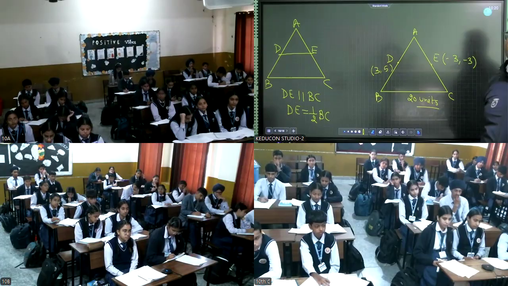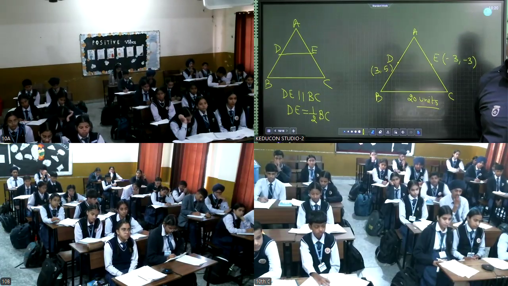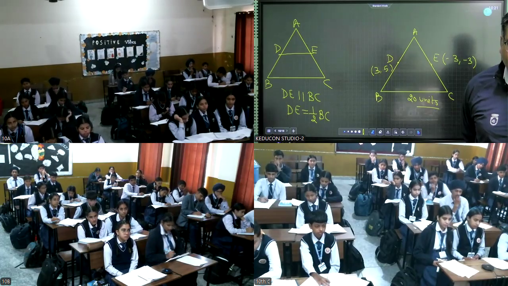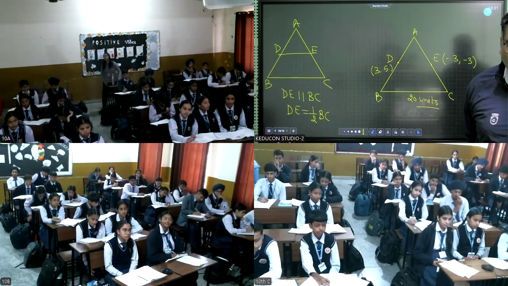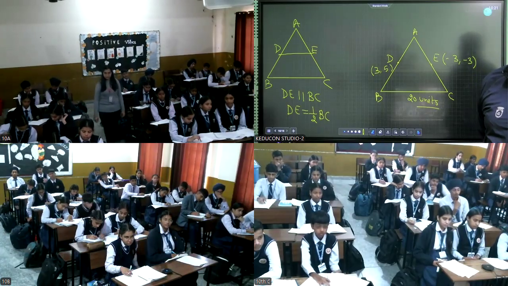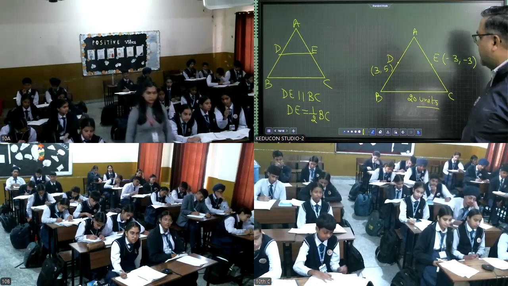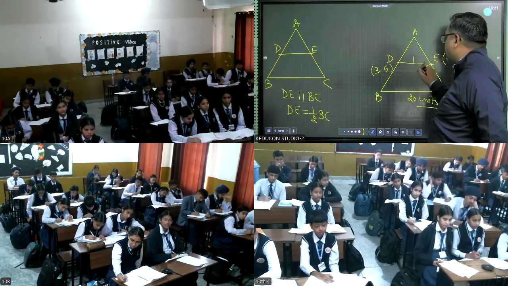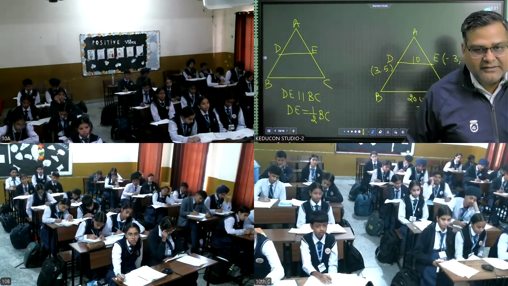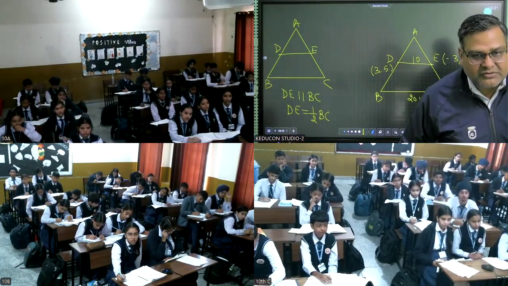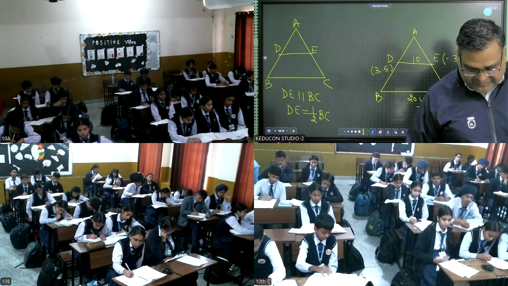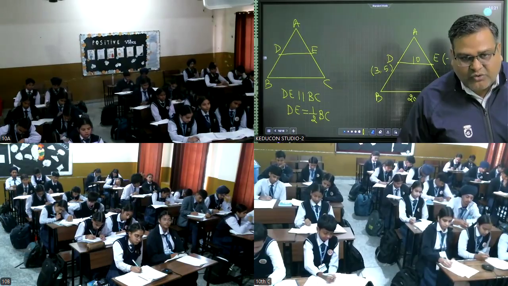So if you can find the length of DE, if you get the length of DE, can you find out the length of the BC? Yes or no? Yes. So please do it. What is the length of DE? 10 units. 10 units is coming. If this is 10 then this will be how much? This will be 20, it is double. Yes or no? Yes. So what is the statement 1? True or false? True. Statement 1 is true.